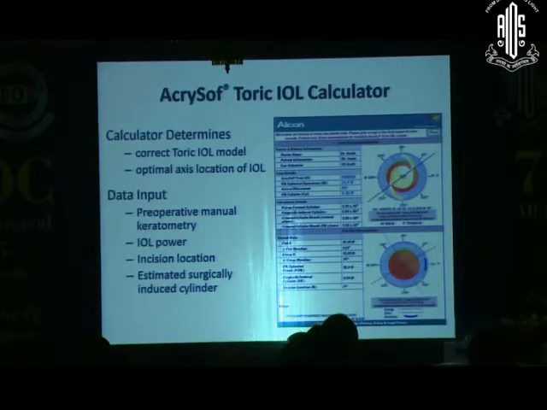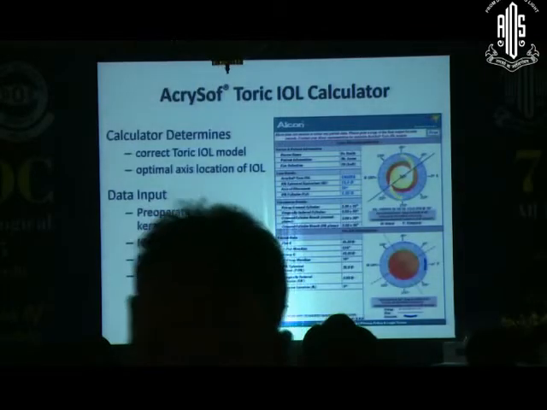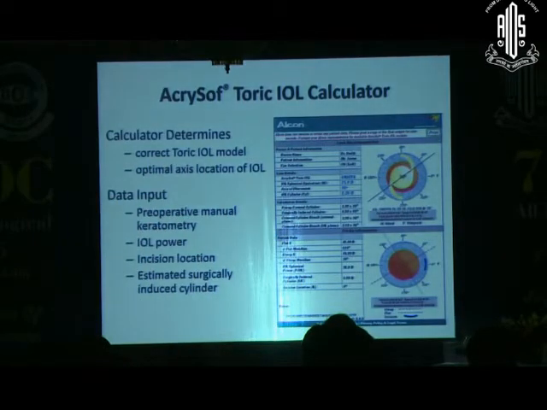So this calculator gives you the model, which basically means the toricity of the IOL. The model is based only on that. Now, what are the inputs you have to put in? Preoperative manual keratometry, then IOL power as calculated by any IOL formula, incision location, and your own surgically induced astigmatism. These four pieces of information you should have.